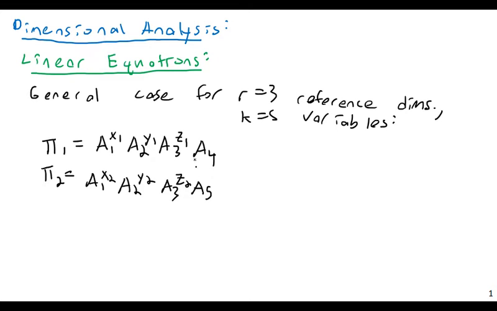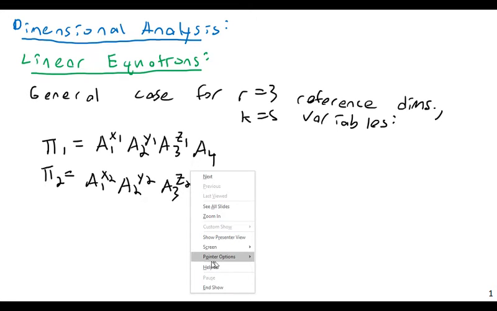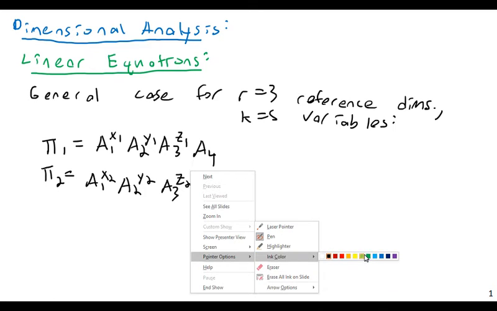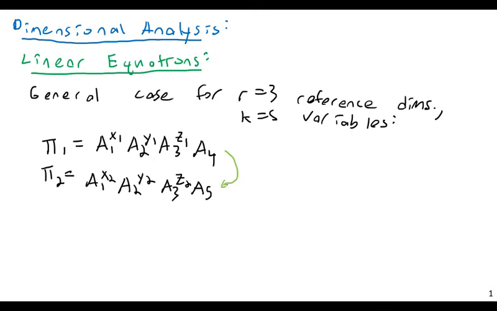I immediately know the powers of both a4 and a5. They're non-repeating variables. They're always going to be a power of positive 1. So again, these are going to be our non-repeating variables, the ones that only occur once. And then our a1 through a3, these are our repeating variables.